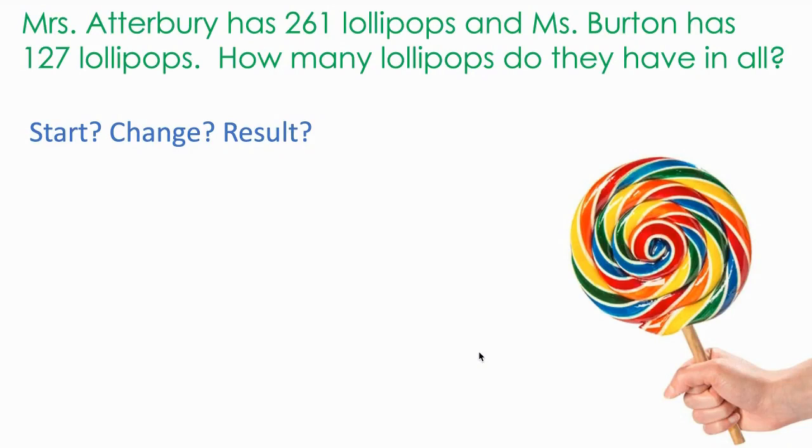Miss Atterbury has 261 lollipops, and Miss Burton has 127 lollipops. How many lollipops do they have in all? All right, so we want to take a look to start off, and remember the whole start, change, result. Okay, so we're going to do that still. So you need to look at the start, the change, and the result. So what does the problem start with? Is there any change? Or what's the second piece of information? And then what is the result or the total?